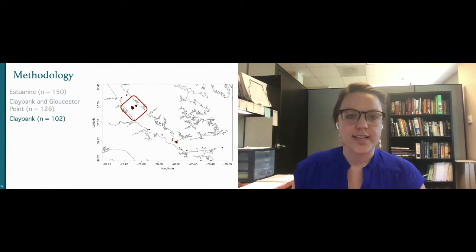And then our last site is the Claybank site. And as you can see, it has over 2/3 of our sediment samples. So this is the 3rd data subset that I'll present today.